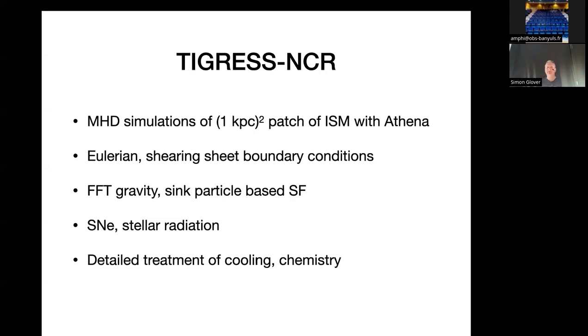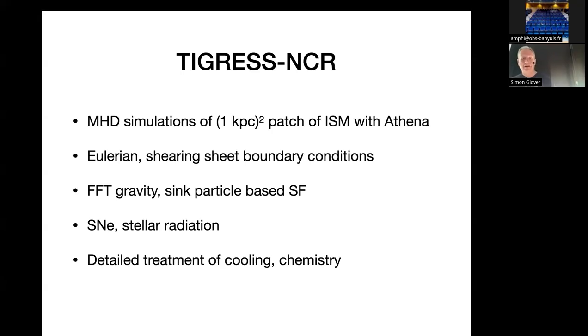So one is Tigris NCR. These are MHD simulations of a representative patch of the ISM. They take a 1 kiloparsec by 1 kiloparsec patch in the disk in some tall box, so you can represent gas flowing above and below the midplane. These simulations are done with Athena, which is an Eulerian grid code. So these are not actually AMR, these are fixed grid. And they're using what's called shearing sheet boundary conditions. The idea is that the boundary conditions are representing for the fact that this box is actually in a rotating disk.